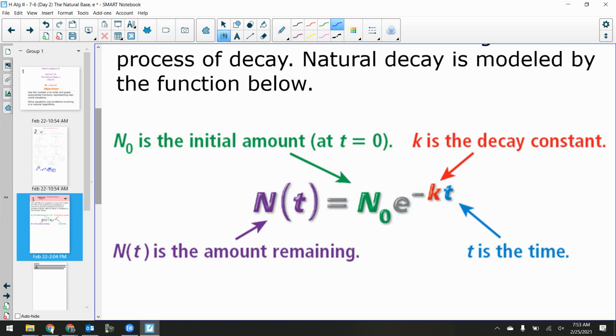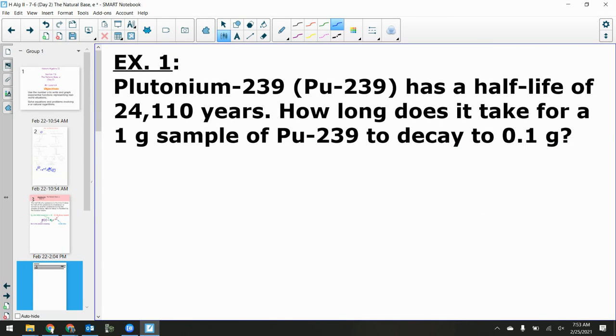But what if it's not nice? Like, what if I say I want to know when that 50-gram sample goes down to 30 grams? Well, then that's somewhere in between 0 and 1 half-life cycles, right? So we've got to figure that out. That's what we'll be looking at today.